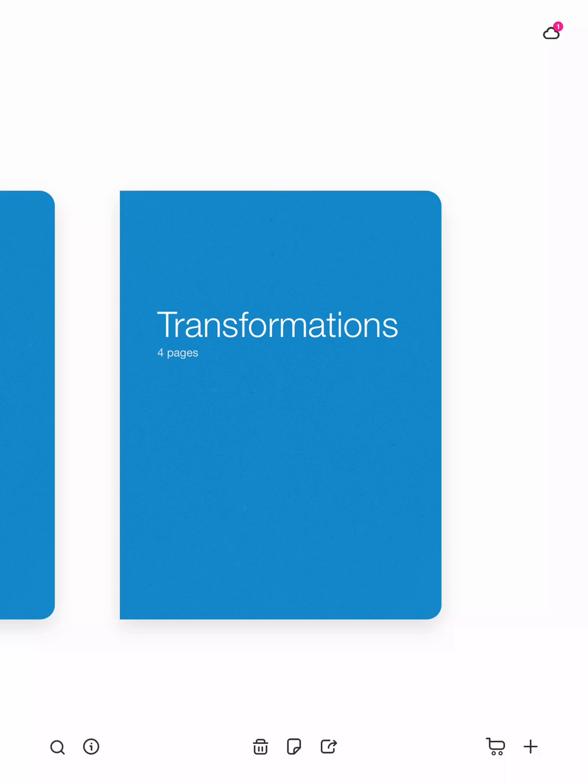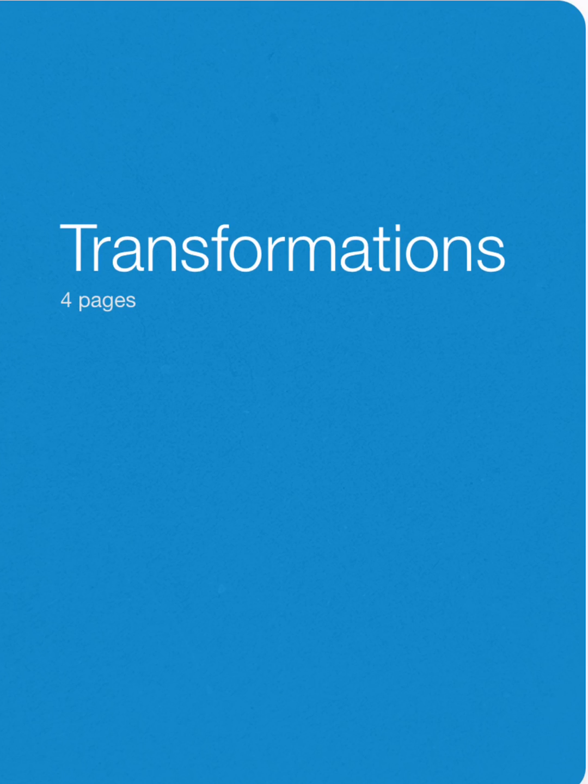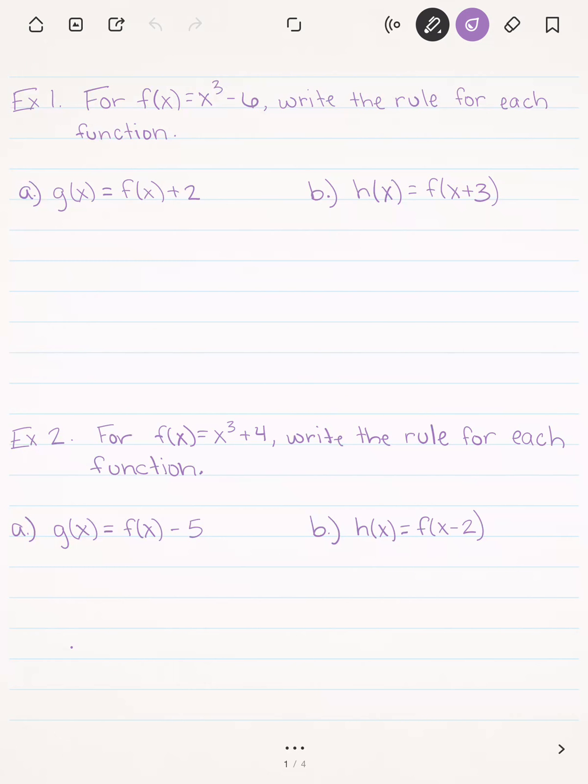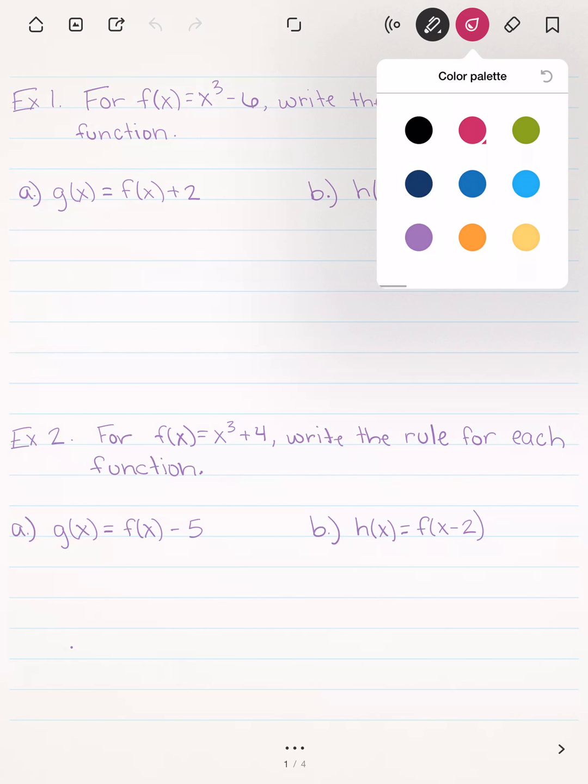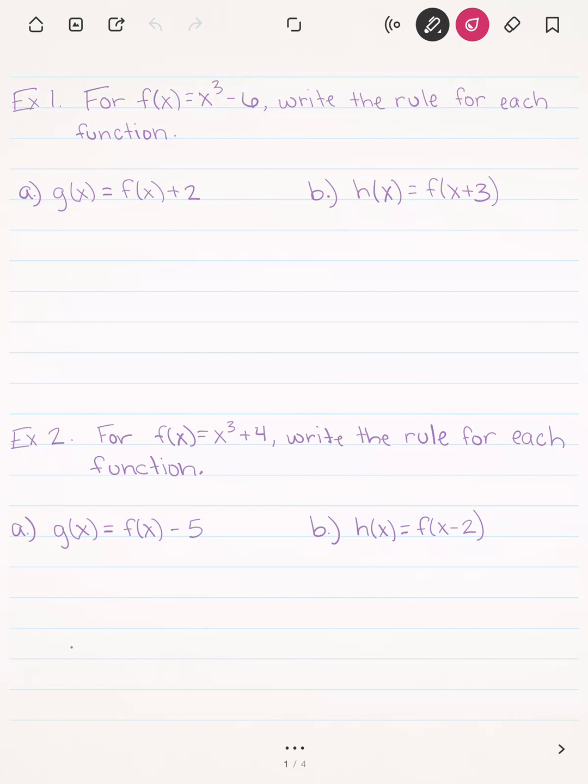This video is on transformations of polynomial functions. So looking at example 1, it says for f of x equals x cubed minus 6, write the rule for each function. So let's look at 1a. Okay, so 1a says g of x equals f of x plus 2.